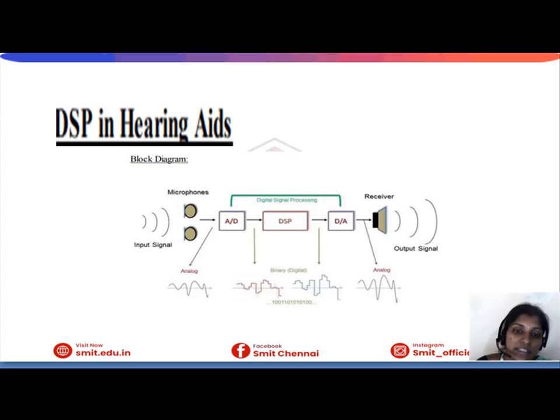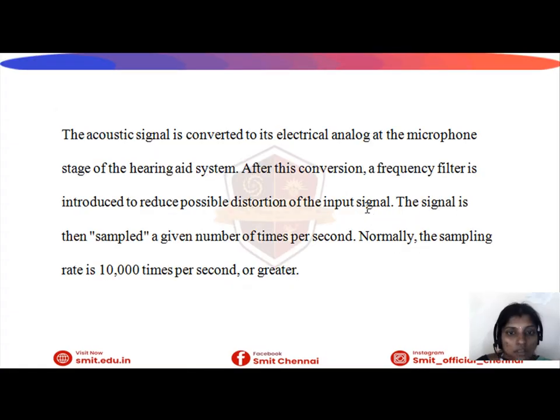This is the detailed block diagram of the DSP system. Now we will see the blocks one by one. First, the acoustic signal is converted to an electrical signal by the microphone in the first stage of the hearing system. After this conversion, a frequency filter is introduced to reduce possible distortion in the input signal.